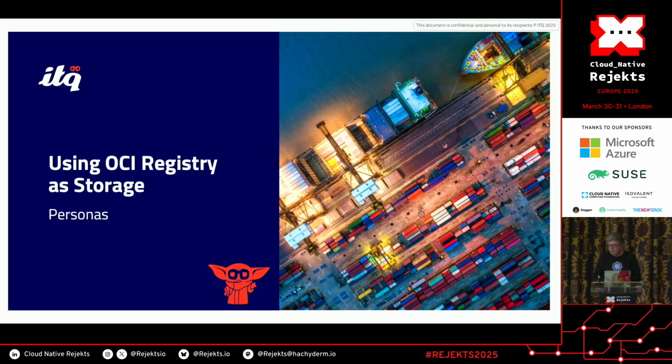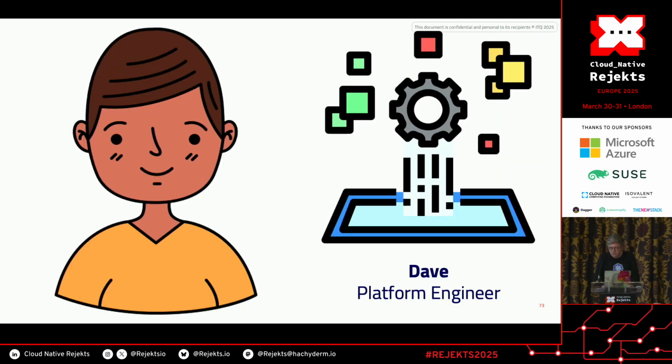So now you see how every content can be set into an OCI registry. Let's have a look now at some use cases about how to use an OCI registry as a storage with specific personas. So let's introduce some personas here.